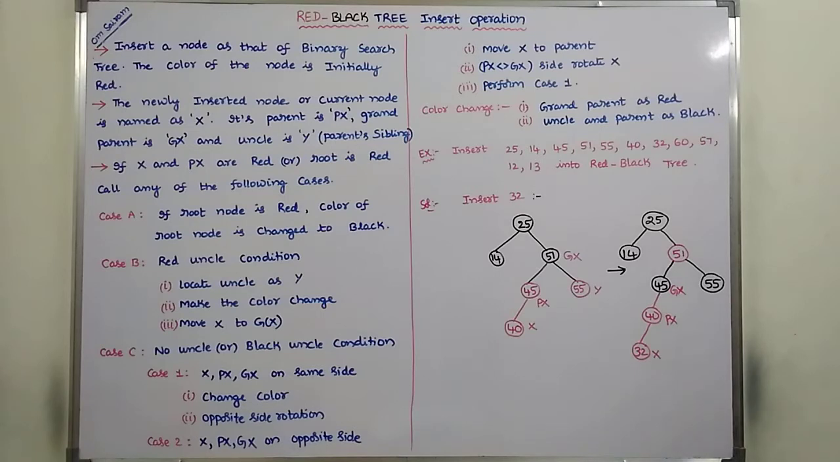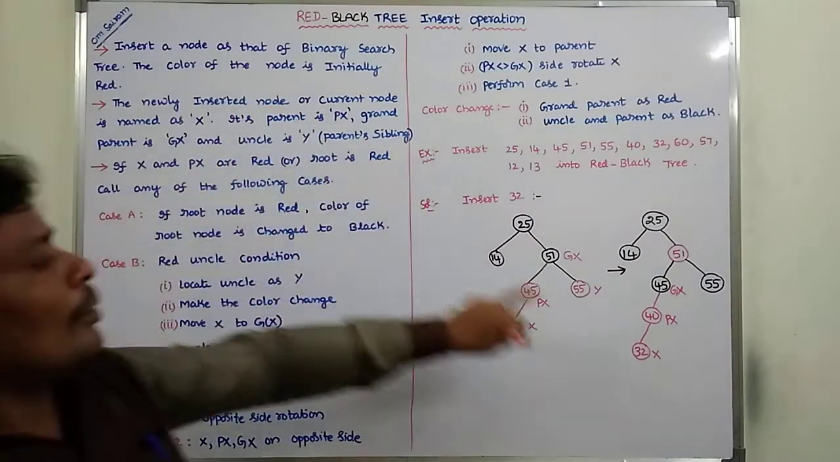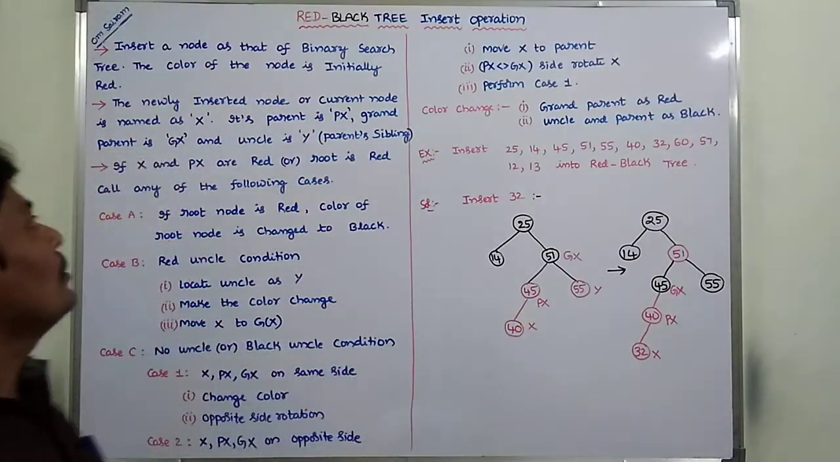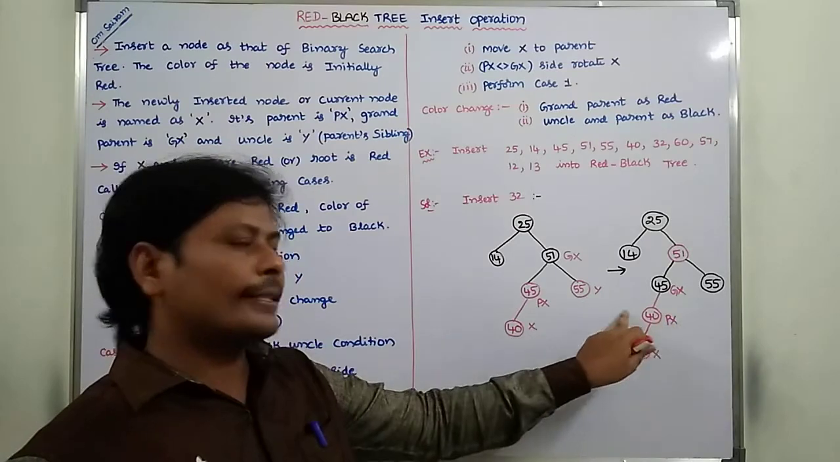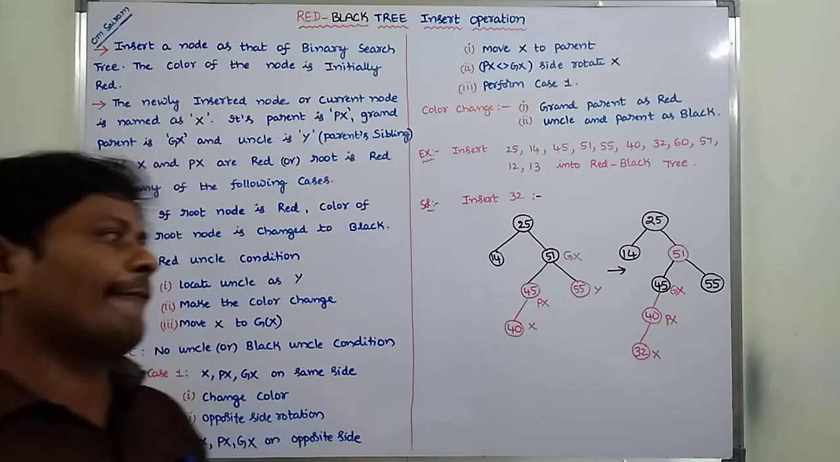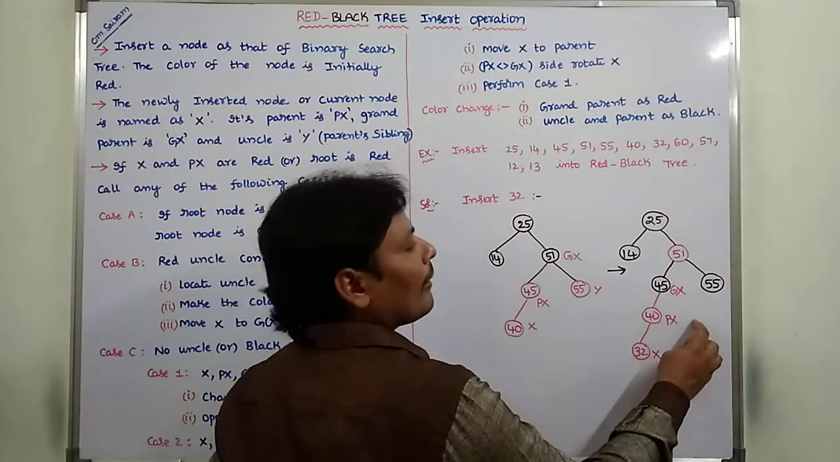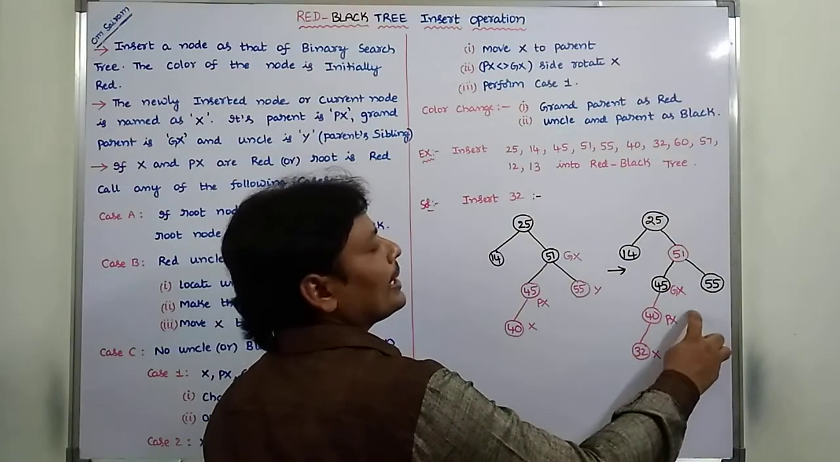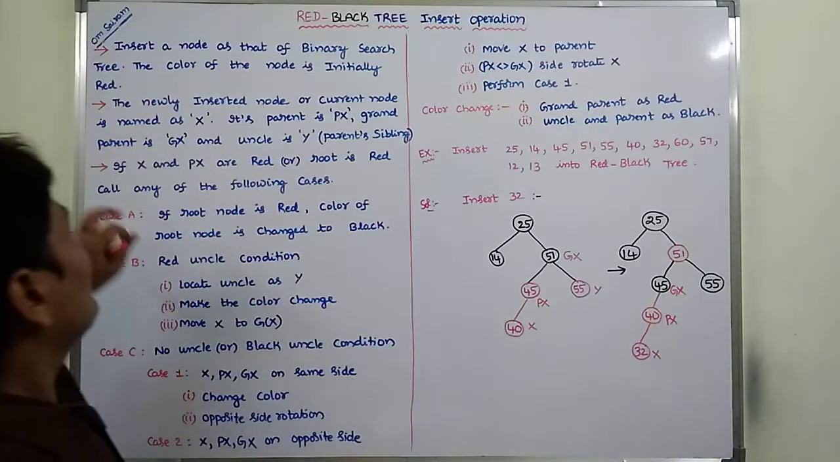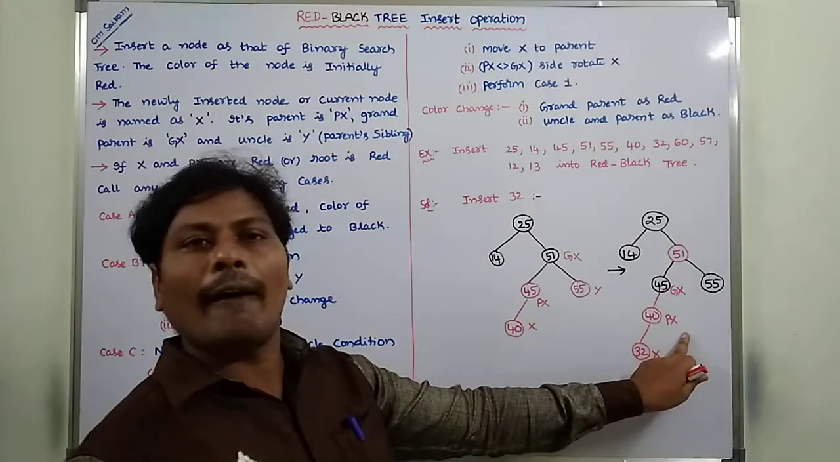Okay. Now, is this a red black tree or not? The newly inserted node is x, that is 32, its parent is px, that is 40, and its grandparent is gx, that is 45. And its uncle, that is the parent's sibling or grandparent's other child. Here there is no uncle.